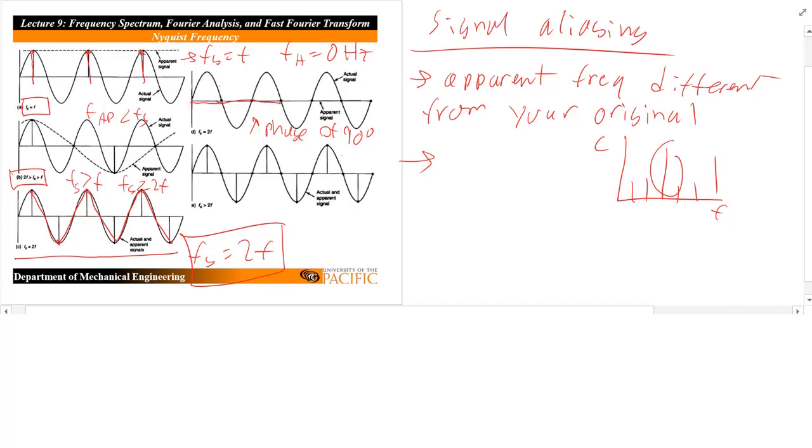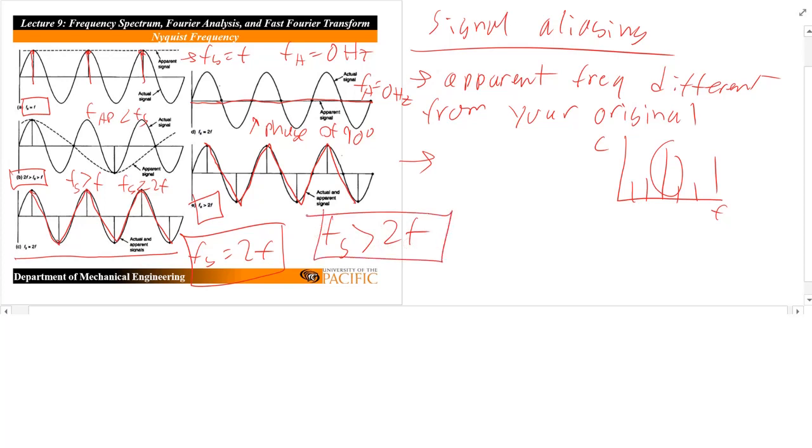0, 0, 0, 0, 0, 0. So our F apparent is back to the 0 hertz scenario. So in order to actually properly sample my signal, I need to make sure that my sampling frequency is greater than 2 hertz. Greater than twice my original frequency.